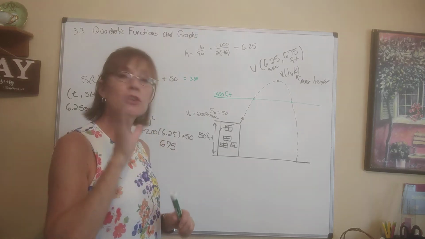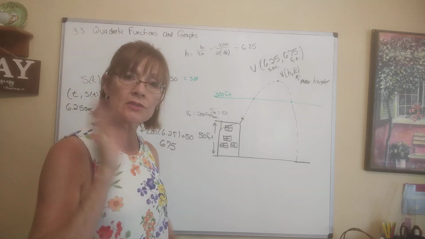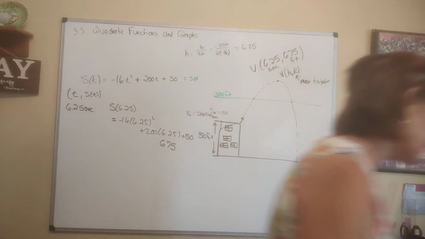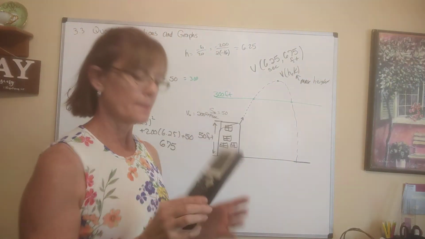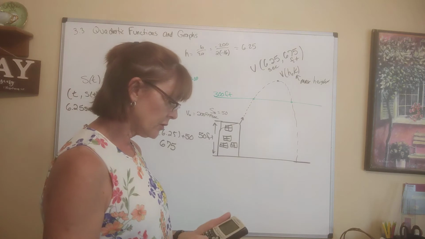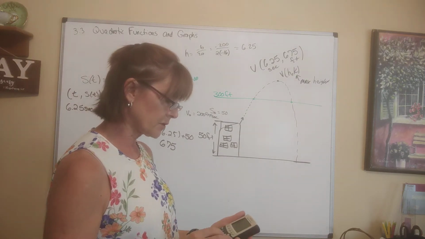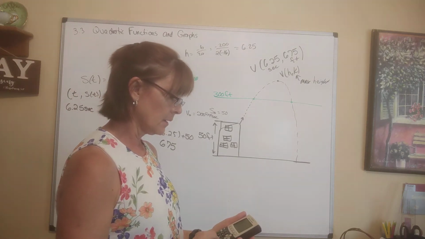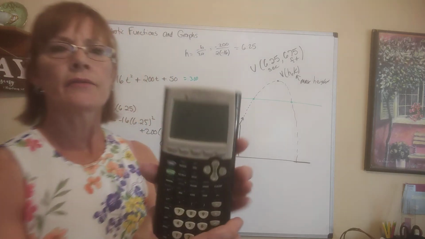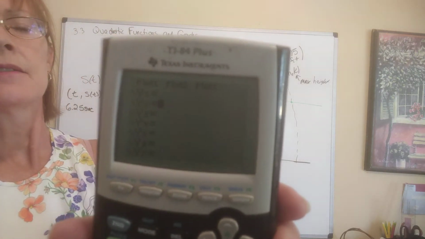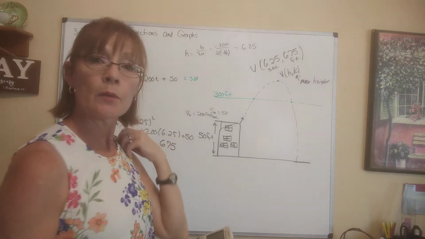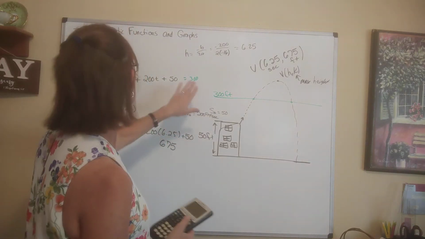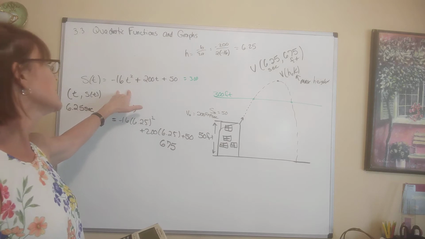I'm going to want you to use your calculator so you can see how to use some of these buttons. So get out your calculator. I'm getting out my TI-84. What you should do is go to your Y equals screen. You should have the Y equals screen like that. Then next to Y1, we're going to start typing in our equation. Our equation is negative 16t squared.